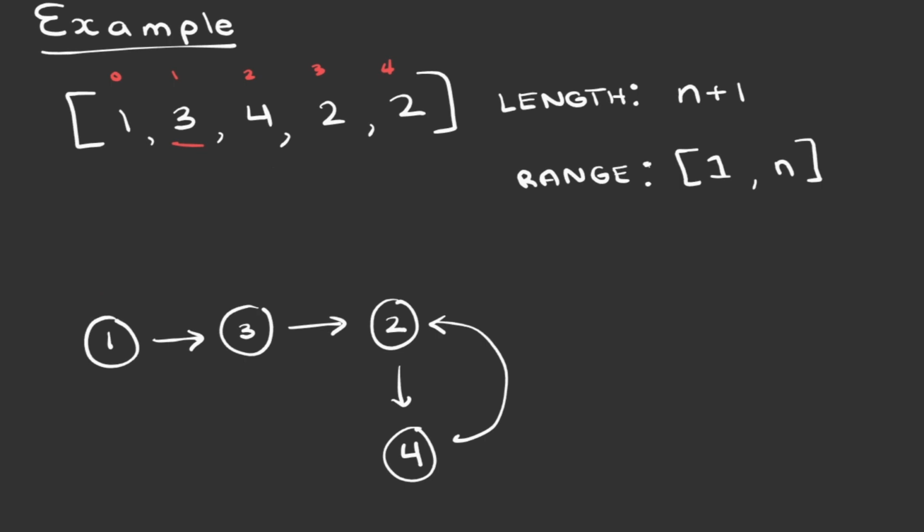Then from the 3, we map it to the element at the 3rd index. So we map it to 2, and that's how we get this part of the linked list. Then we map 2 to 4, and we see that here as well. And finally, from 4, we map it back to 2, and we see that we have what is known as a cycle. Since the cycle is going to be formed after the first element, we know that it's guaranteed to have an entry to the cycle.